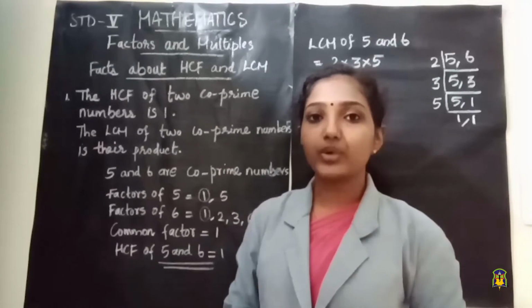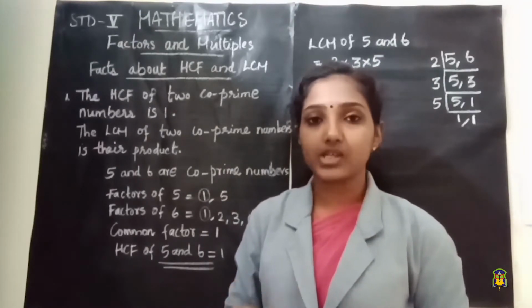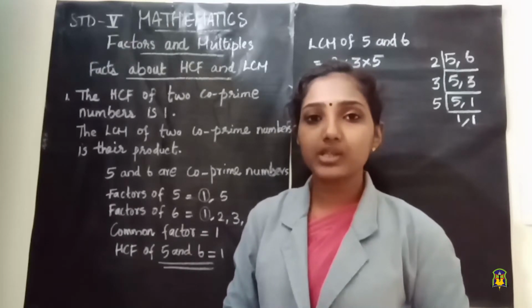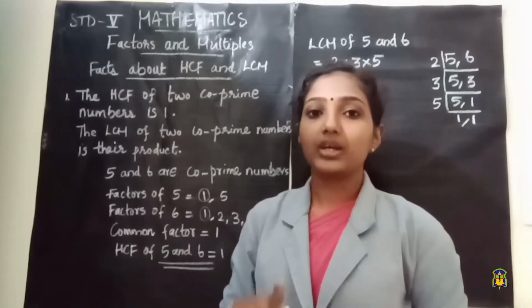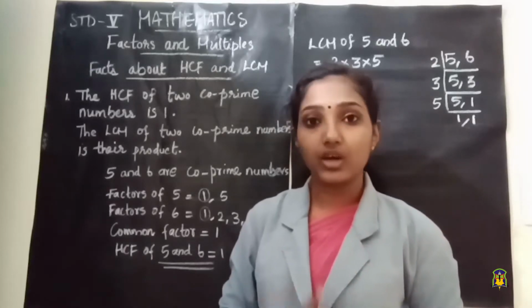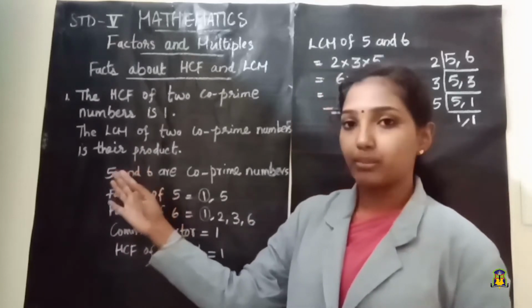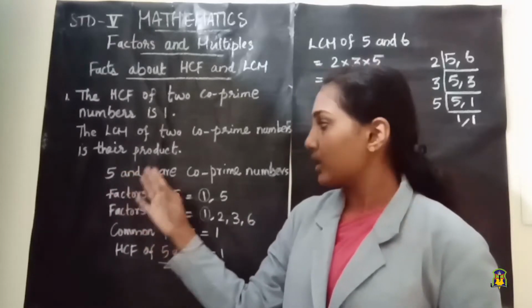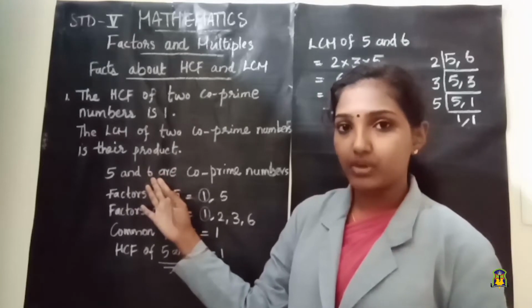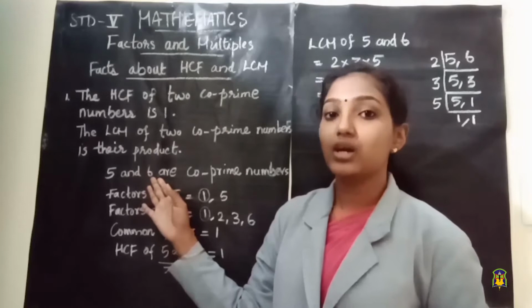Okay, so we all know what are called coprime numbers, what is called HCF and what is called LCM, right? Then what is called coprime numbers? Two numbers with only one as the common factor are called coprime numbers, right? So here we have taken two numbers 5 and 6. Okay, so these are coprime numbers. So means what? The only common factor of 5 and 6 is 1.